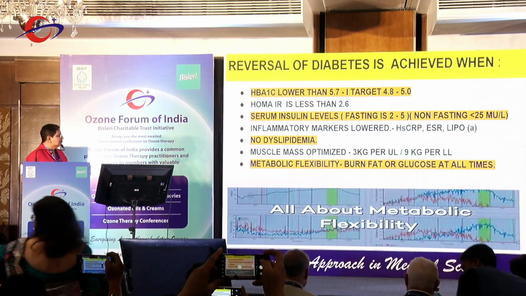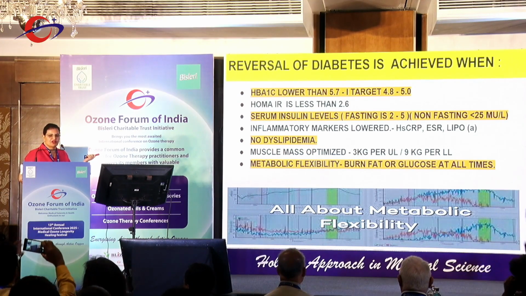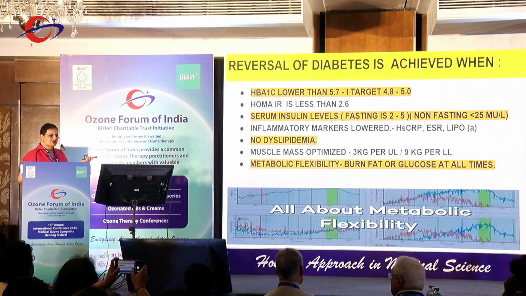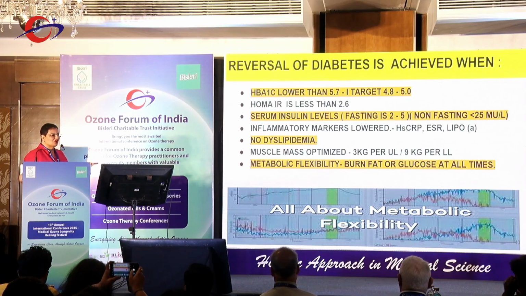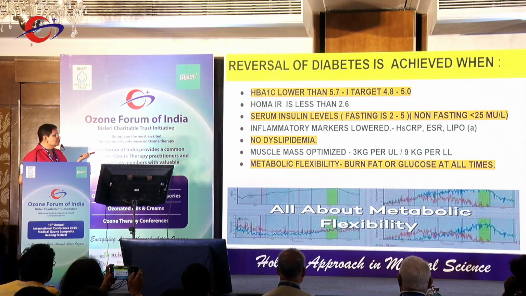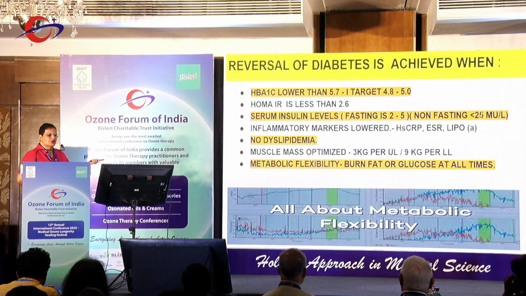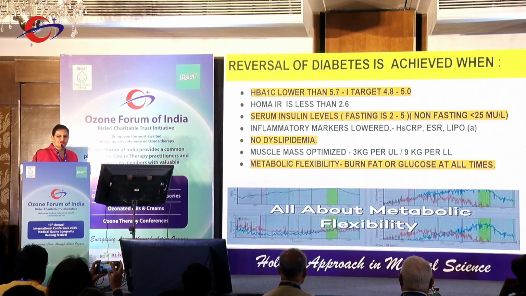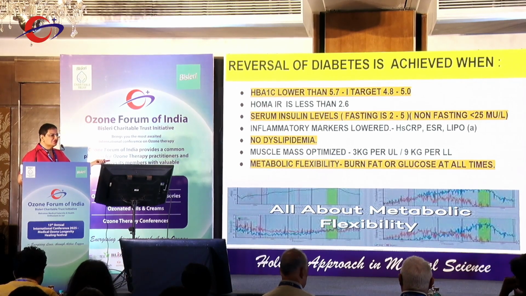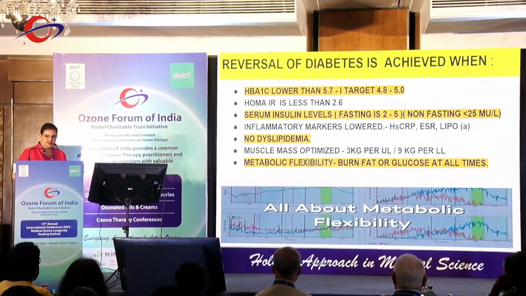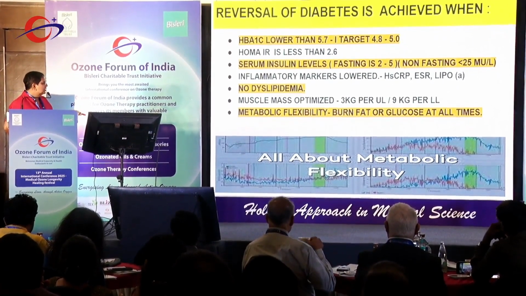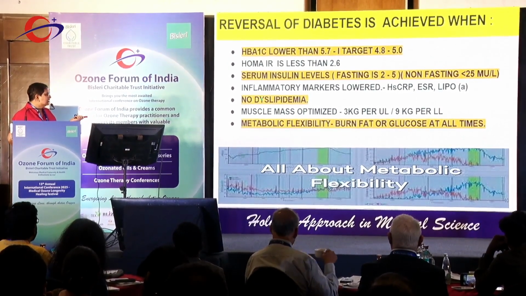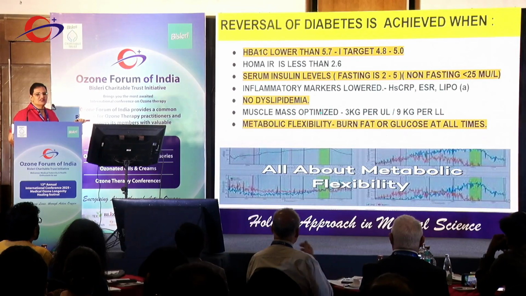So, reversal of diabetes can be achieved when HbA1c is lower than 5.7. I keep it at 4.8 to 5.0 only for one reason, because you want to lower your oxidative stress. HOMA-IR is less than 2.6. Serum insulin levels, anytime you check your serum insulin levels, be it fasting or non-fasting, it has to be lower than 25. Now, do remember that when we have food, our glucose levels may be normal. Most of us here will be normal. It is the insulin response to the carbohydrates that you have eaten that is wrecking your metabolic switch. You need to make sure inflammatory markers are on the lower side. There is no dyslipidemia. Muscle mass is optimized.